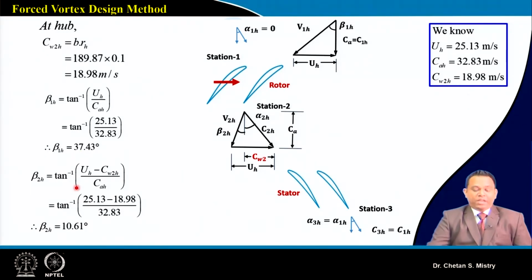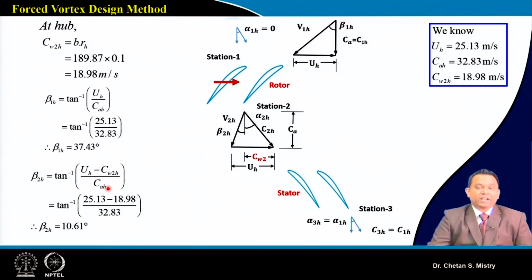Okay. In the same way, at the exit also we can do our calculation for beta 2H. It is UH minus CW divided by CA at the hub. Be careful when you are doing your calculation. You must make a habit to write down what all data you know at a particular station.